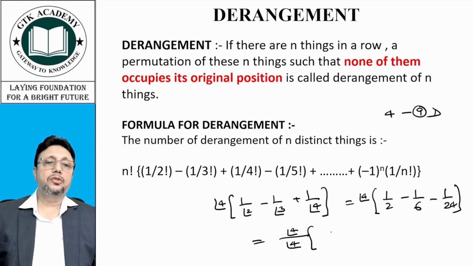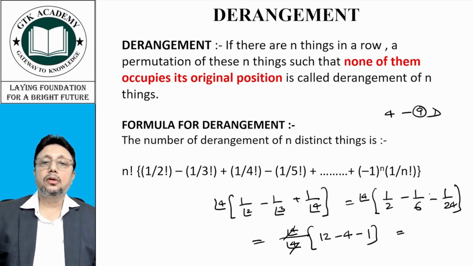So this becomes 12 minus 4 minus 1, which comes to how much? It's plus, sorry. So it comes to 9. So this is also correct for 4.